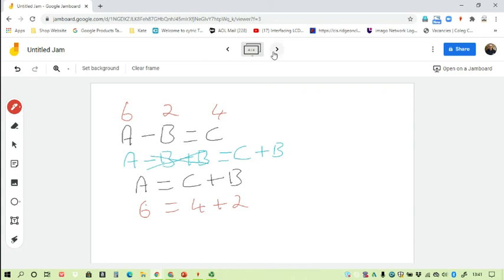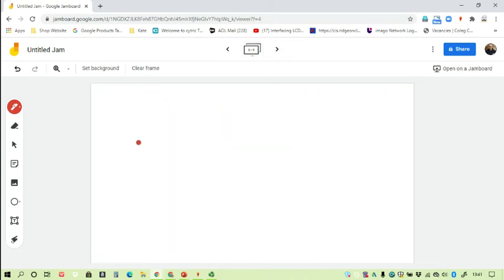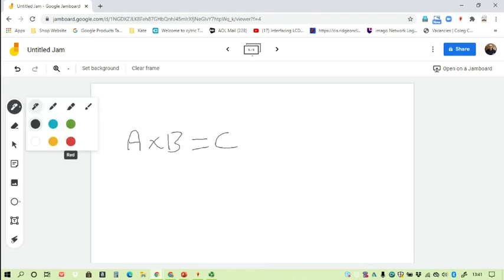So now we can do the same with times and divide. And then perhaps we'll have a look at some quick tricks. So, if I now say A times B equals C, and I'm going to get my red pen again, and I'm going to put in some numbers to check myself. 2 times 4 equals 8. Nice simple numbers again. Okay, so this time I need to transpose it.